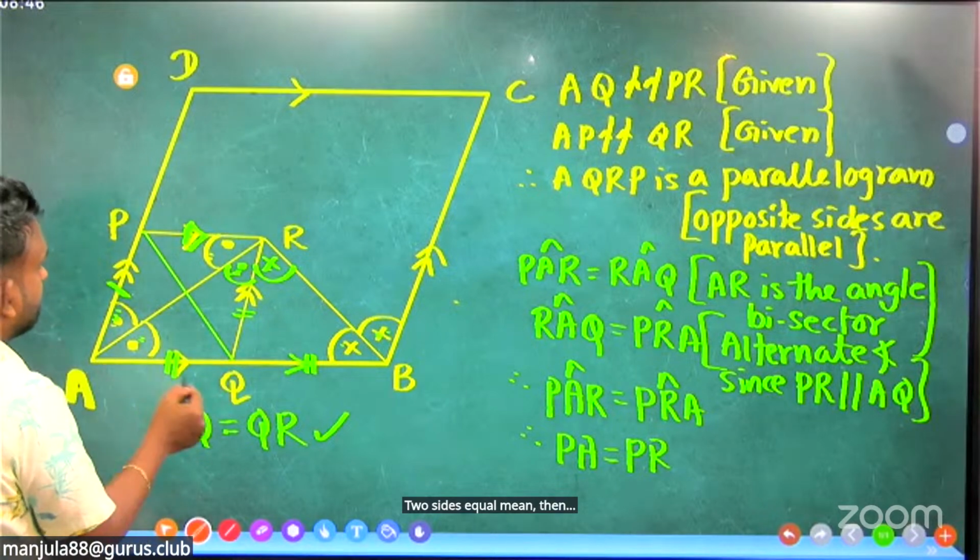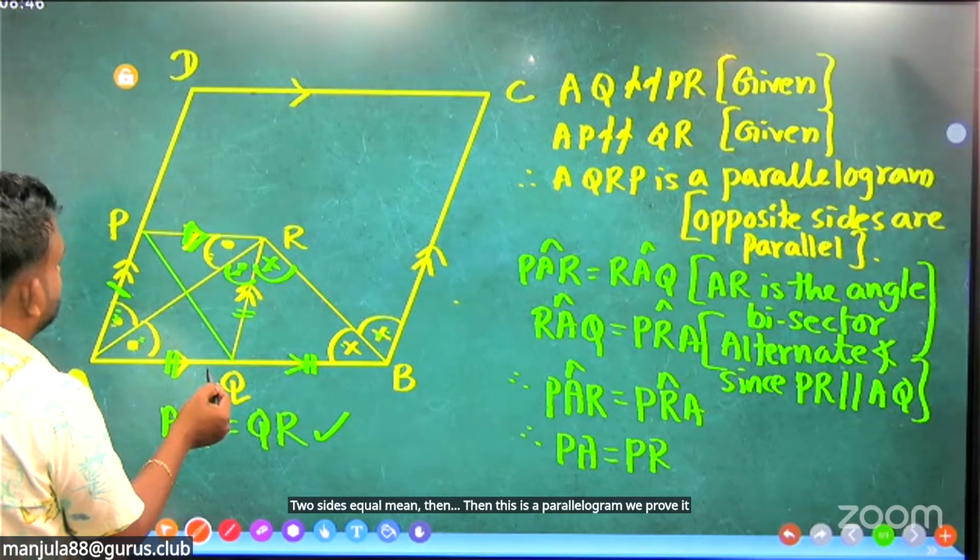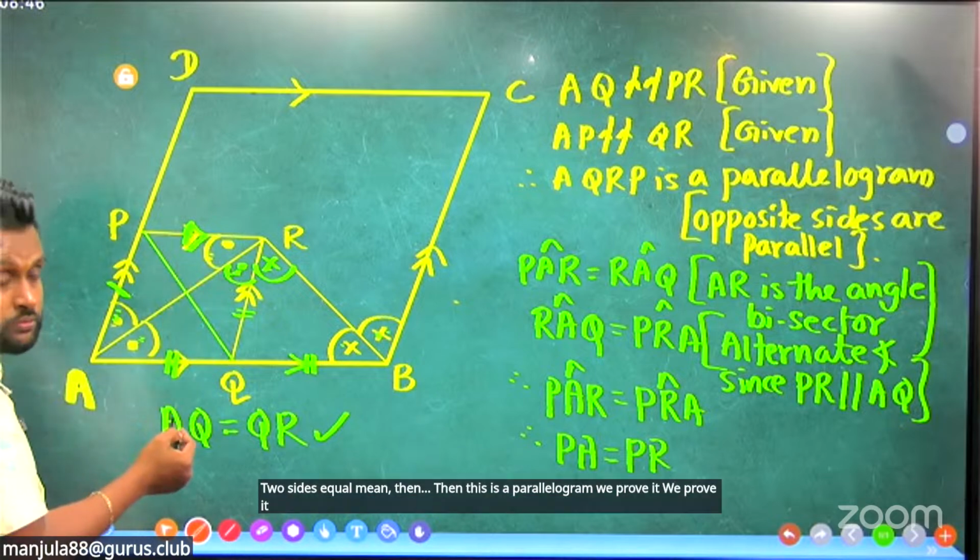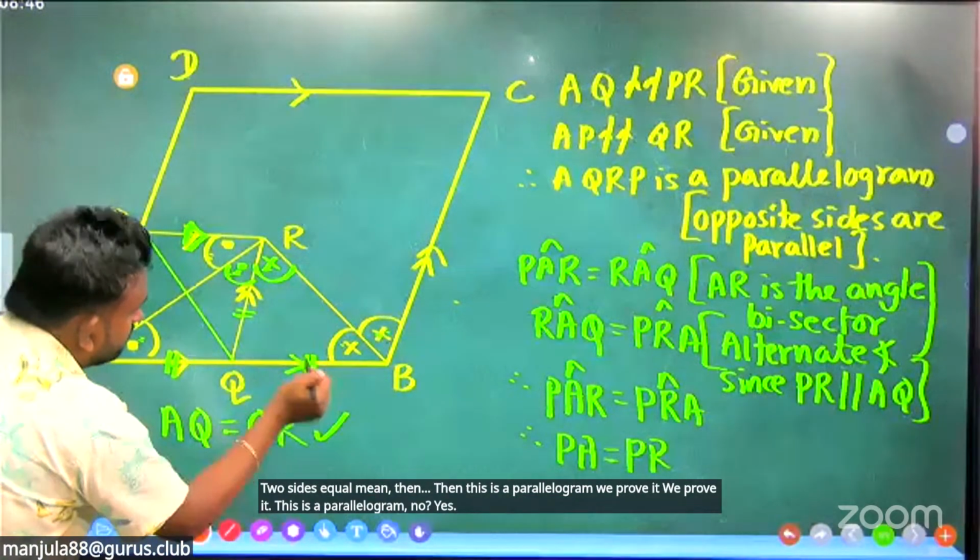Then this is a parallelogram. We proved it. This is a parallelogram. Now it's okay. This side equals this side. Why?